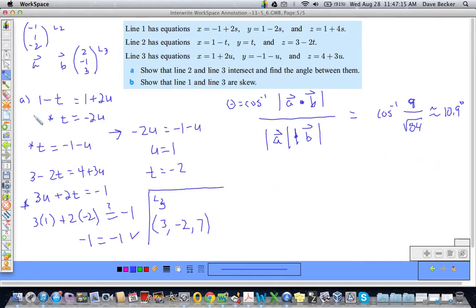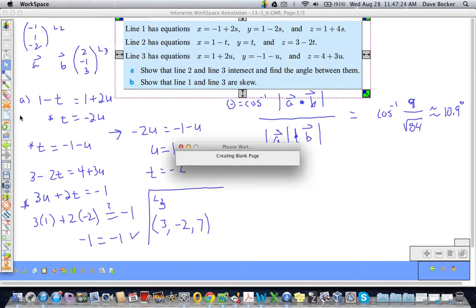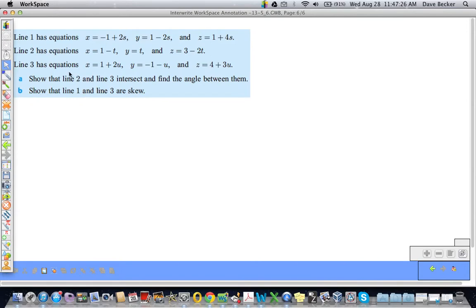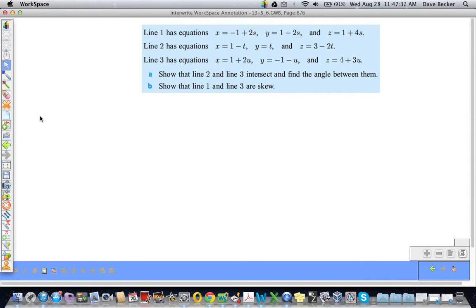And I am going to move to another page to do part B. Okay, so now part B. Let's finish that up. Okay, show that line 1 and line 3 are skew. Okay, well, if lines are skew, we have to show two things. If lines are skew, then they do not intersect.